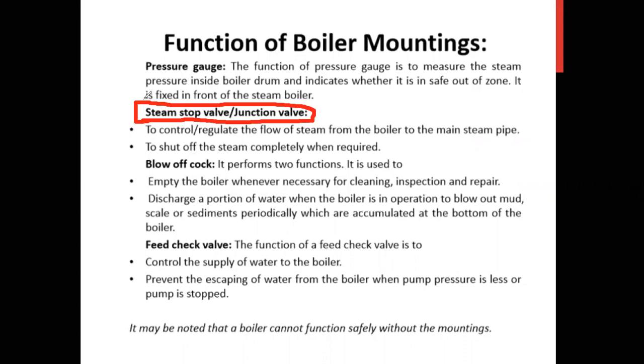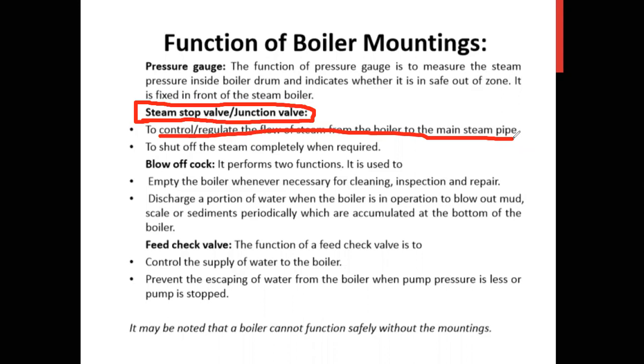So this valve is basically situated between the boiler and the steam turbine. So what is the function? The function is to control the flow of steam from the boiler to the main steam pipe. That means it controls the steam flow. When the valve is closed, the steam cannot flow to the steam pipe, which is connected to the steam turbine.